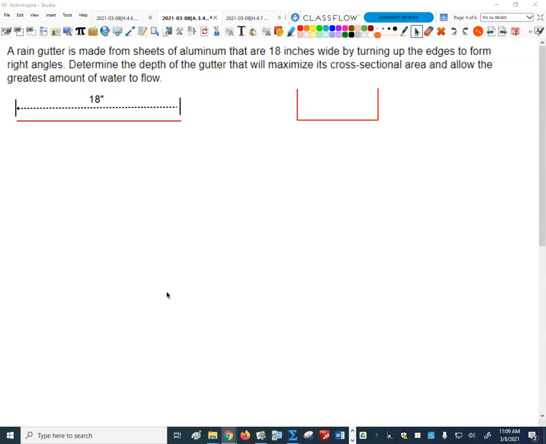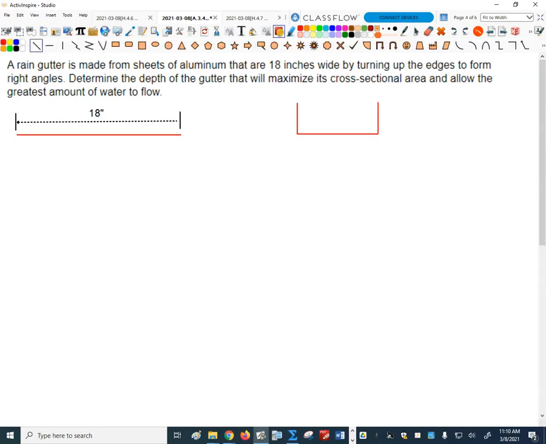So we start off with these long sheets of aluminum that are 18 inches wide. And so if we want to give this thing a little perspective, it just looks like this, right? So if I want to give this thing a little perspective, like there's the front edge, and I've got this long sheet that's kind of disappearing into the distance, right?